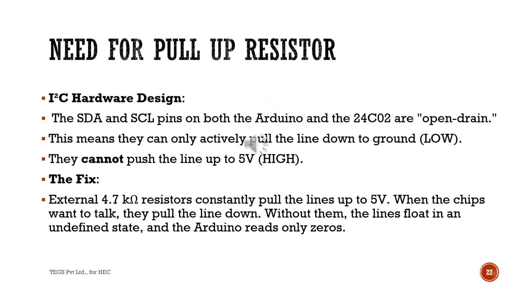Why is the pull-up resistor needed? The I2C hardware design: the SDA and SCL pins on both Uno and 24C02 have an open drain circuit. This means they can only actively pull the line down to ground, low. They cannot push the line up to 5 volts, that is high logic. How to fix? An external 4.7K resistor constantly pulls the line up to 5 volts.